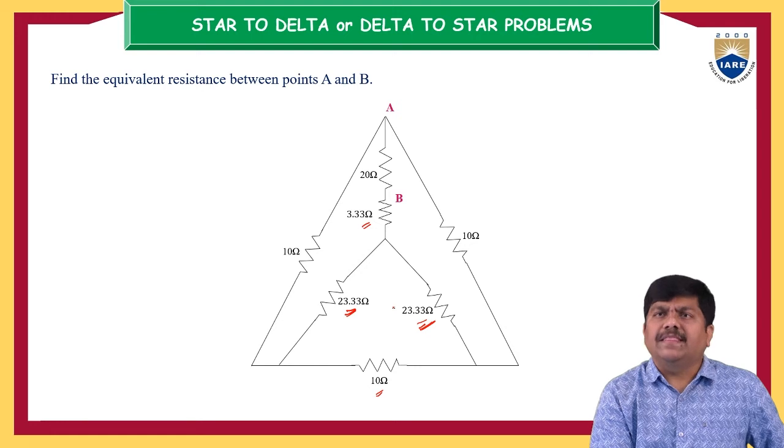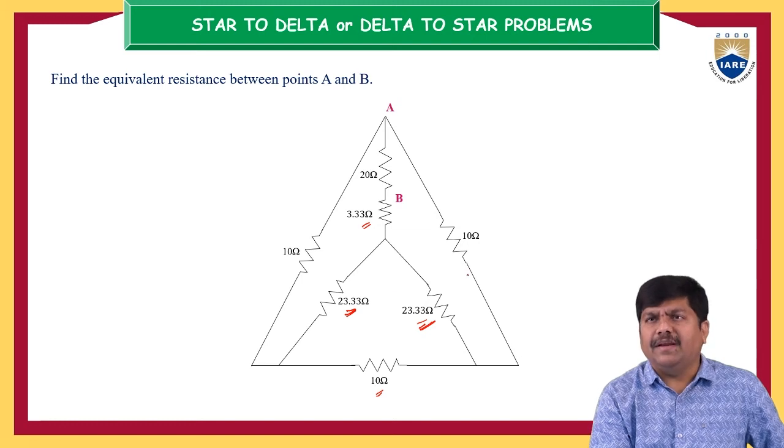Here, what is the method? Now what is our next step? Which section of this given electrical network can be eliminated?